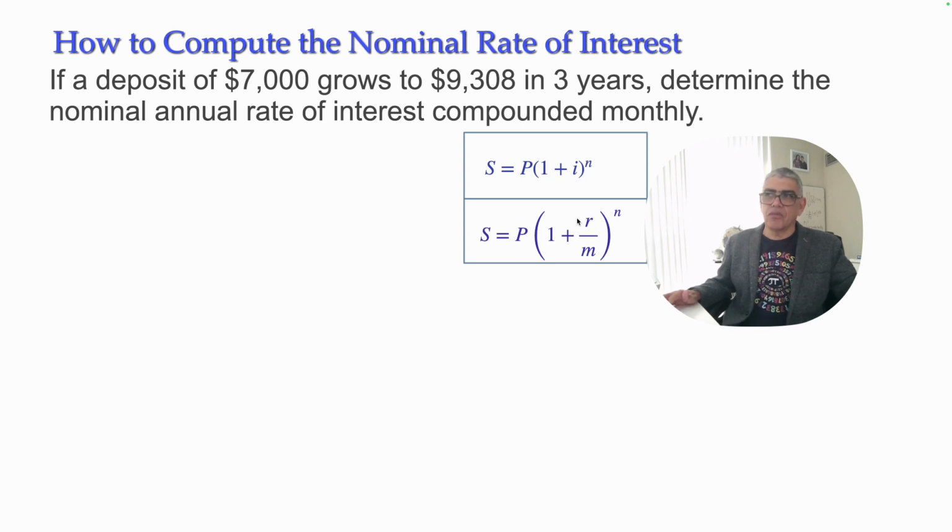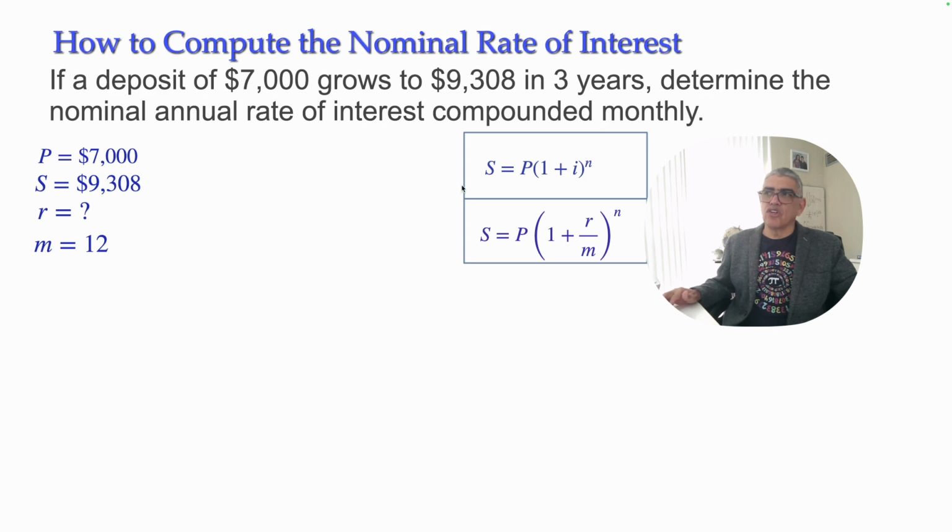So we use the formula of compound interest, but now take into account that we know the present value, that is 7,000. Let's type here what we know. We know the present value, that is 7,000. We know also that the future value is 9308. We also know that the term is 3 years. We are looking for the nominal rate of interest, R, but this nominal rate of interest is compounded monthly. So we know this M that is here in the formula. So M equal 12. It's compounded 12 times per year.